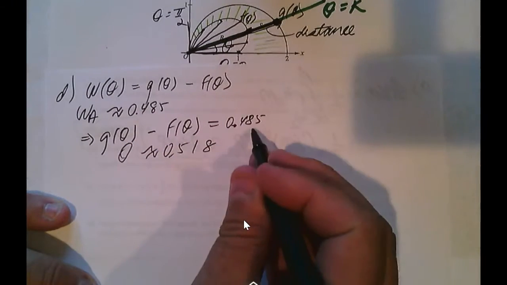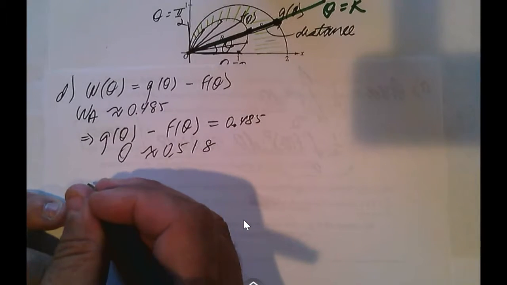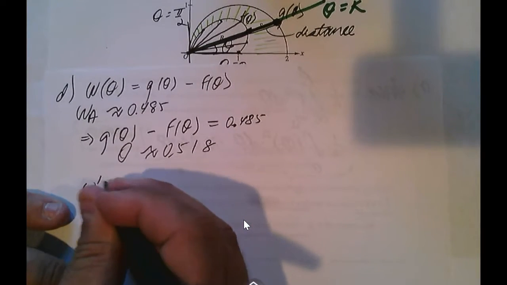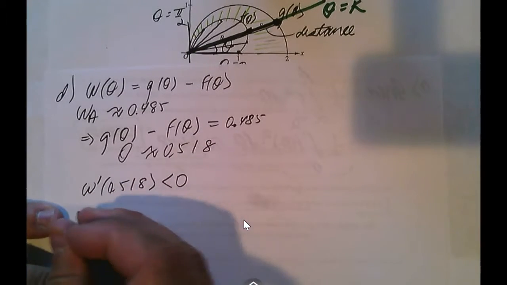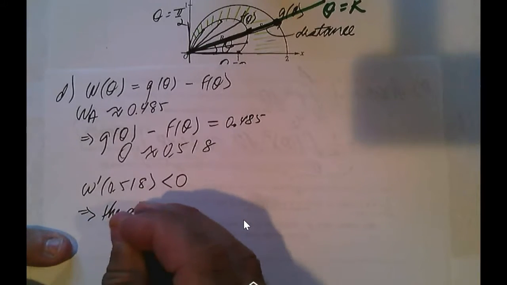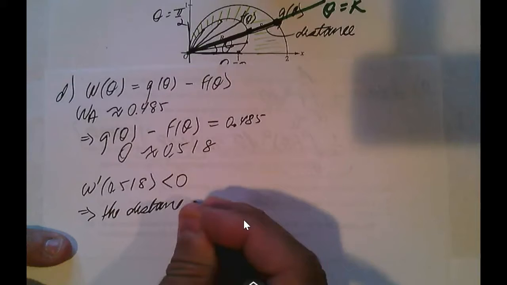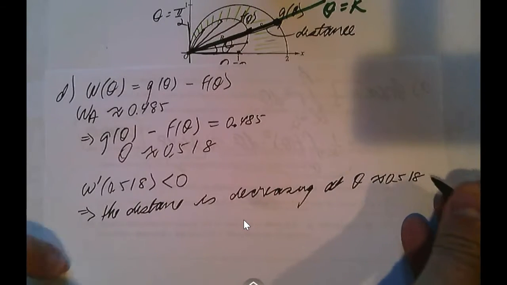Well, let's go back here. We set this equation equal to 0.485. We solved it, and what we found is w prime at 0.518 was negative. What does that mean? This means that the distance is decreasing at theta approximately 0.518.